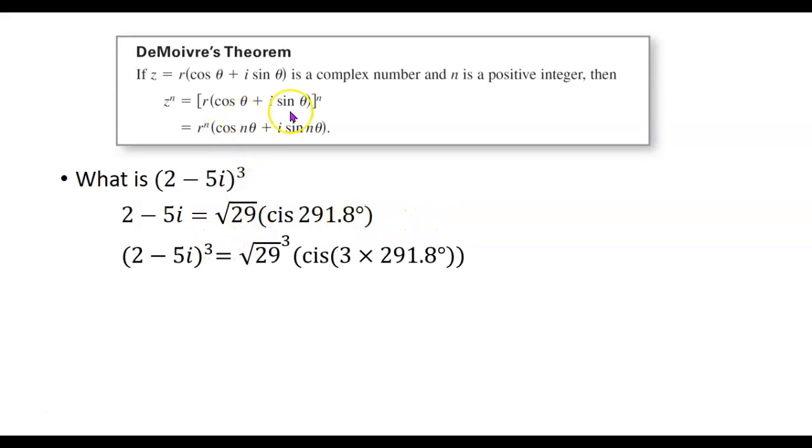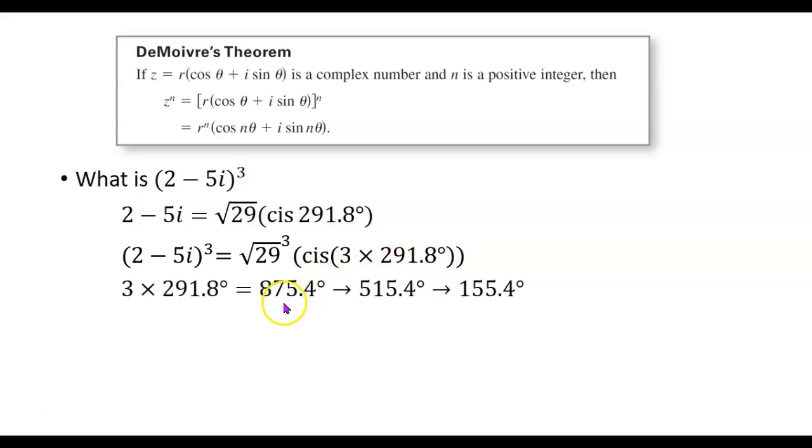Then when we raise that to the third power, the square root of 29 gets cubed, and the 291.8 degrees gets multiplied by 3. And when you multiply it by 3, you get 875.4 degrees. But if we want something between 0 and 360, we can get the equivalent of 875.4 degrees by subtracting 360 degrees and then subtracting 360 degrees again, getting down to 155.4 degrees. So there's the number of degrees between 0 and 360.